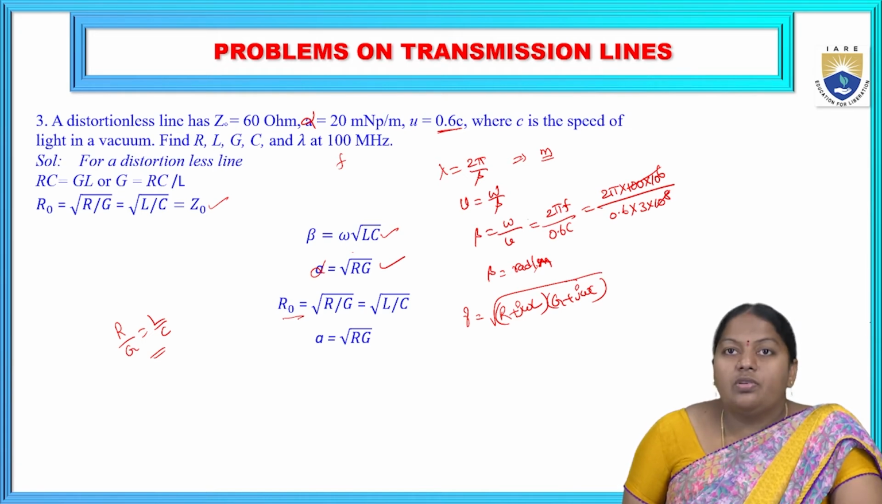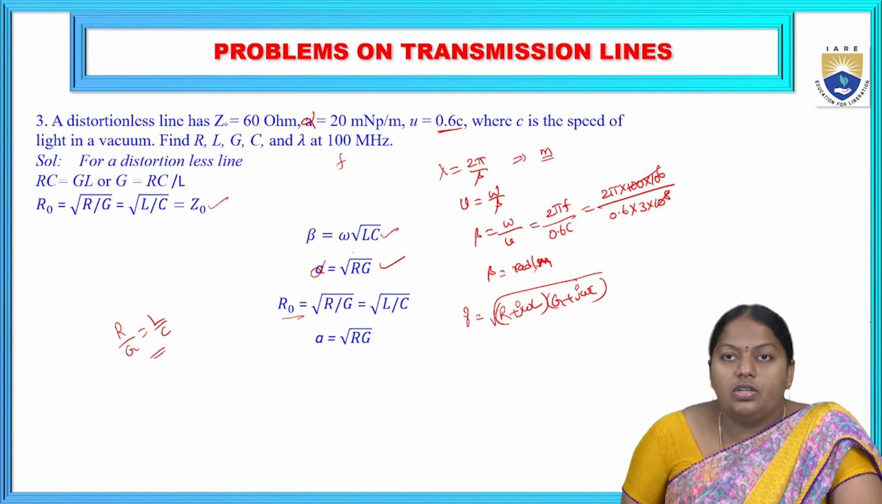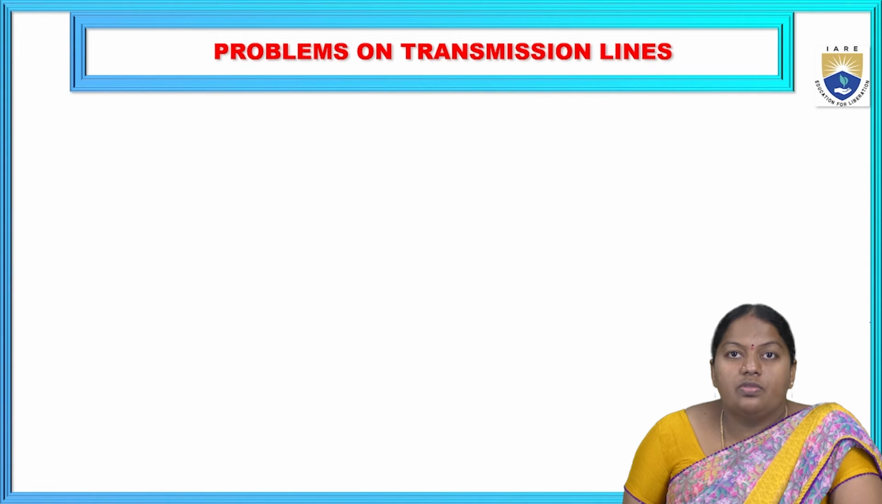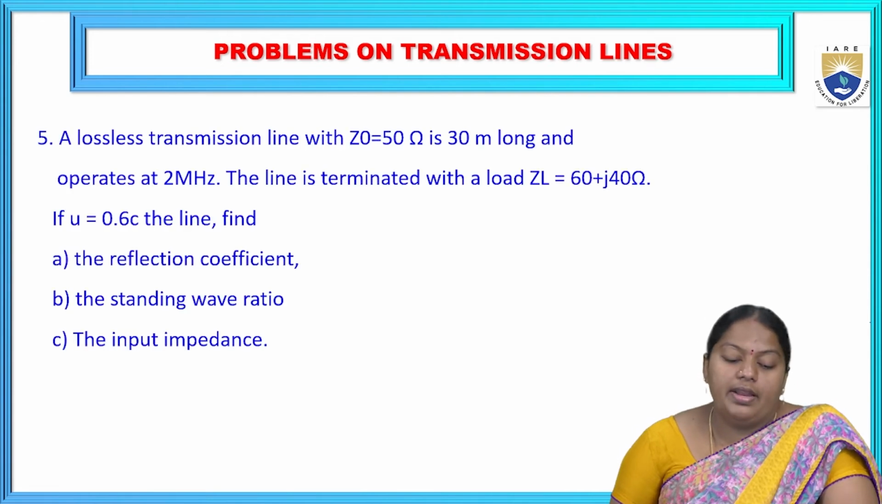If all the primary constants are given, we need to express them in terms of the secondary constants, or if all the secondary constants are given, we need to express them in terms of the primary. RLGC in terms of Z0 and gamma, and Z0 and gamma in terms of RLGC are to be evaluated.